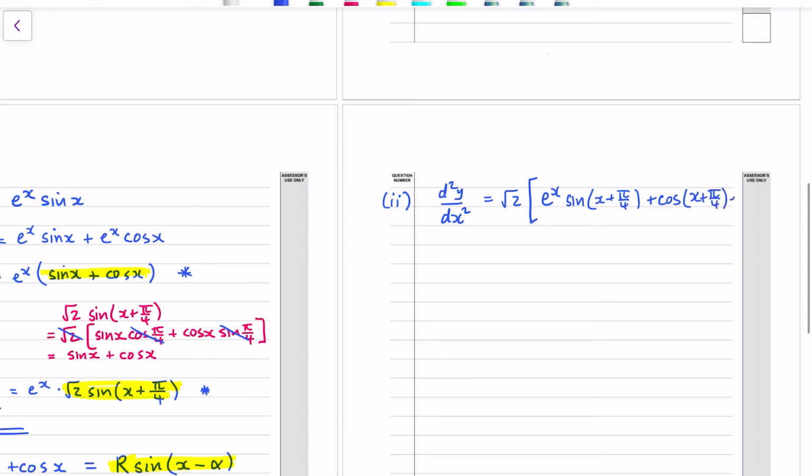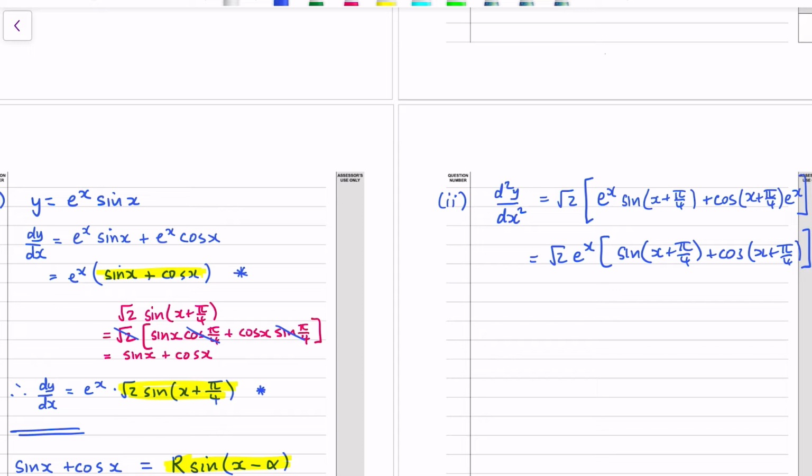And times by the e to the x. Then pull the e to the x out the front. Sine of x plus pi over 4 plus cos of x plus pi over 4. Now, rather than go through the whole rigmarole of doing that combination thing again, we've got sine of something plus cos of something, and we had that before. We had sine of x plus cos of x, except instead of x, we've got x plus pi over 4.